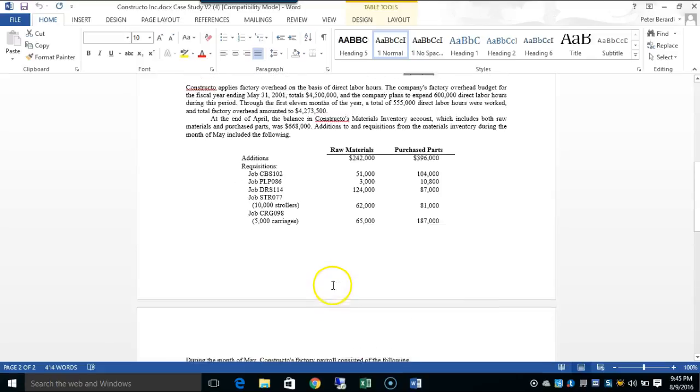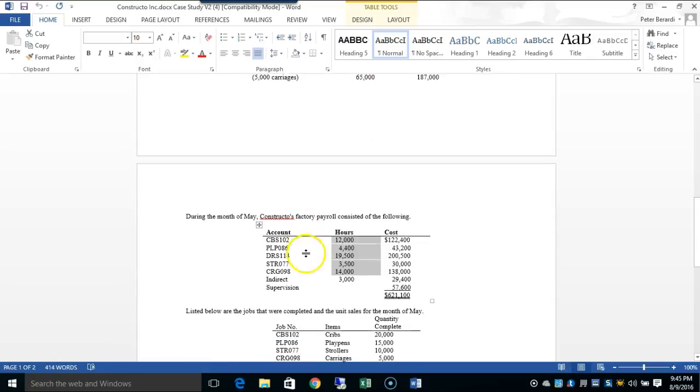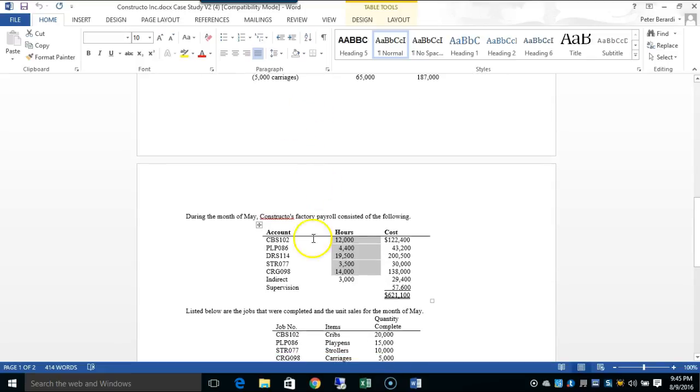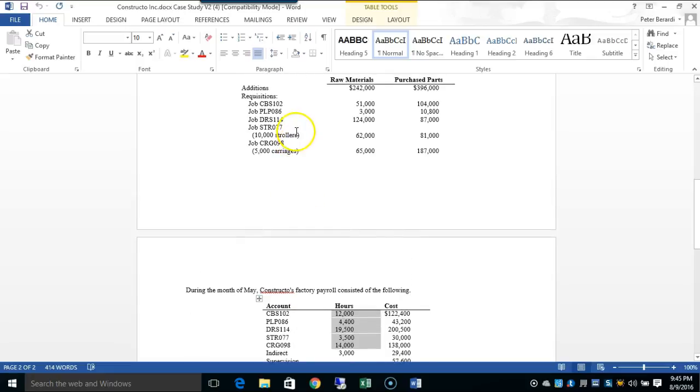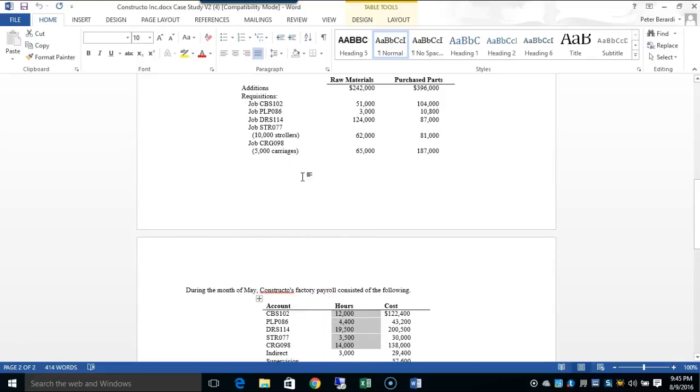So, if we look at what's in production for WIP, CBS 102, completed. PLP 086, completed. STR 077, completed. CRG 098, completed. Therefore, the only job in your WIP is going to be DRS. So don't drive yourself crazy trying to figure out WIP by using all these numbers. All you're going to do is use the numbers for DRS.